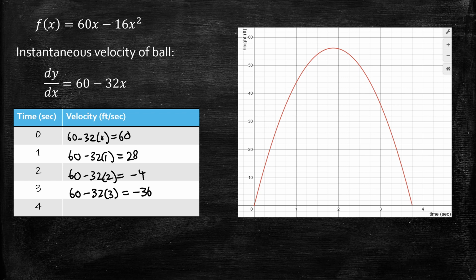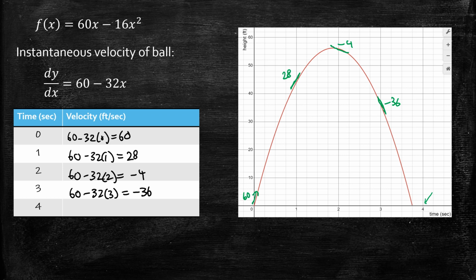And if we think about these, what do these values represent? Well, at time equals 0, the instantaneous velocity is 60. That would be the slope of the tangent line right there. At 1, the instantaneous velocity is 28 feet per second. That would be the slope of that tangent line. At t equals 2, negative 4. At t equals 3, a little steeper, definitely negative 36. But there's no point plugging in t equals 4 because the ball's already hit the ground.